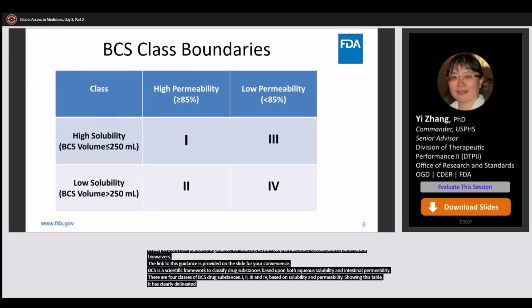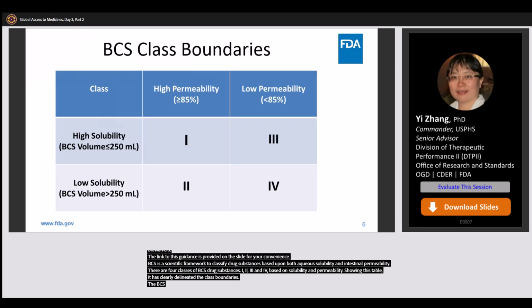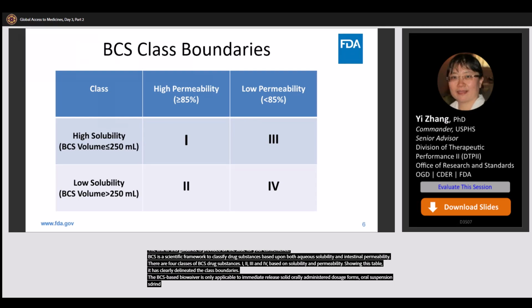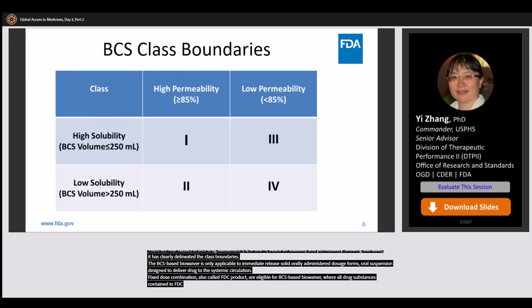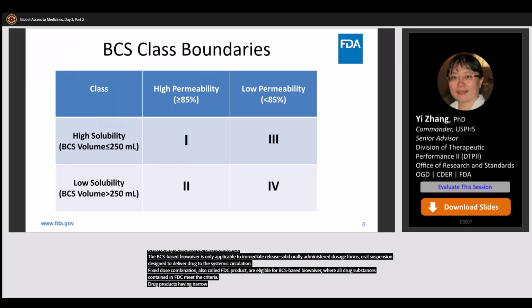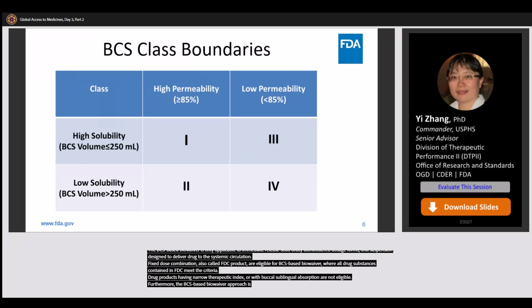The BCS-based biowaiver is only applicable to immediate release, solid orally administered dosage forms, or suspensions designed to deliver drug to the systemic circulation. Fixed dose combination, also called FDC products, are eligible for BCS-based biowaiver when all drug substances contained in the FDC meet the criteria. Drug products having a narrow therapeutic index or with buccal or sublingual absorption are not eligible. Furthermore, the BCS-based biowaiver approach is applicable only when the mode of administration includes water.